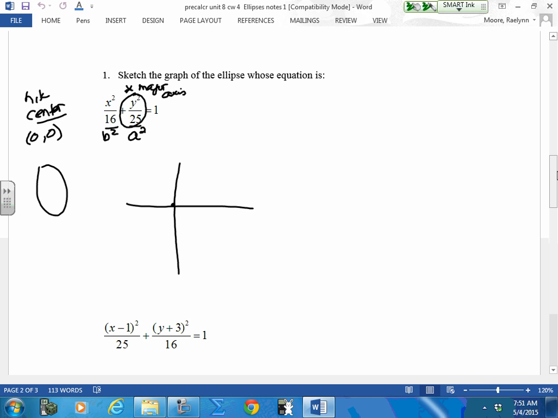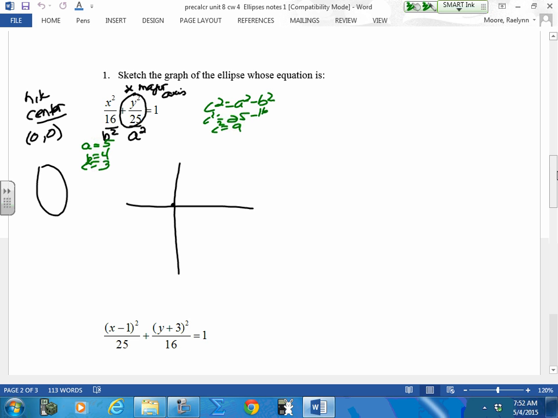We're going to say b squared is equal to 16. So what is b? 4. A squared is equal to 25. So what is a? 5. We've got to find c squared. So we're going to take 25, and we get a lot of radicals in this because we're square rooting a lot. So c squared is equal to 9. So what is c equal to?